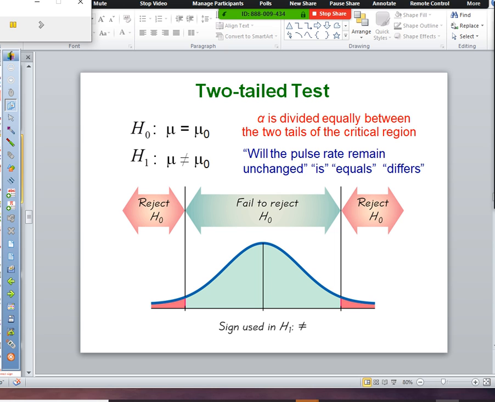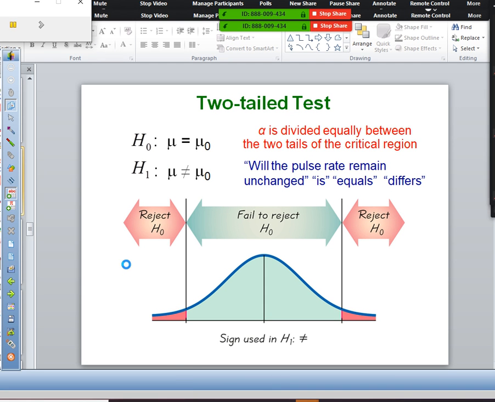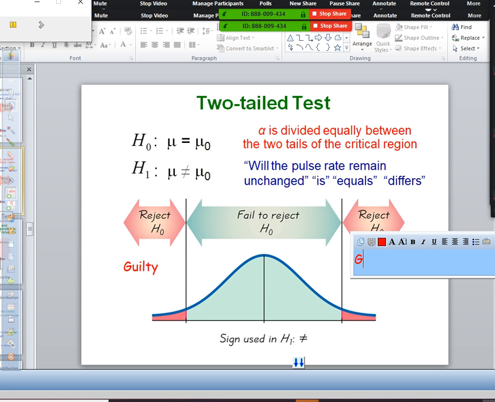Two-tailed tests. Andre, you haven't read in a bit. Go ahead and read. Two-tailed test, H naught, mu equals mu naught, H1, mu is not equal to mu naught. Great. Alpha is divided equally between the two tails of the critical region. Will the pulse rate remain unchanged?